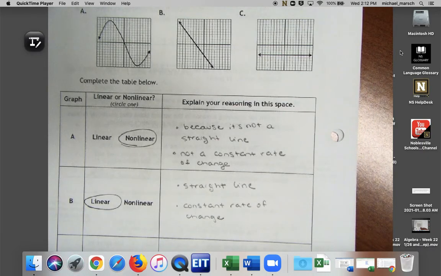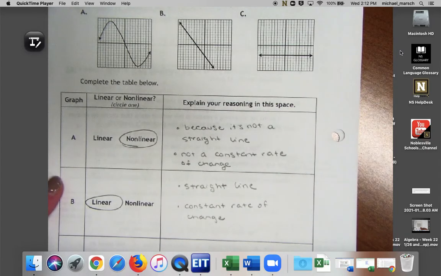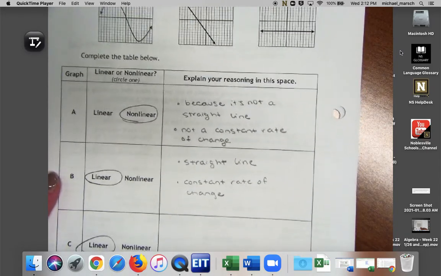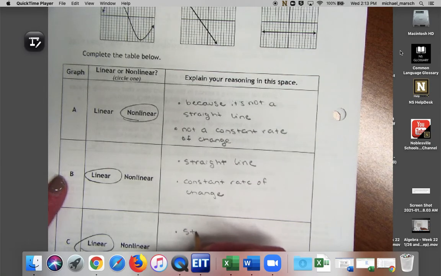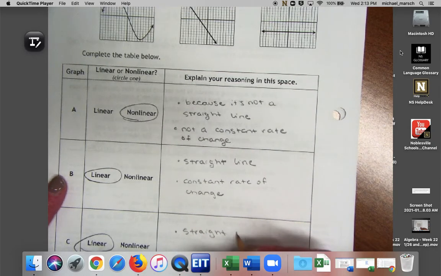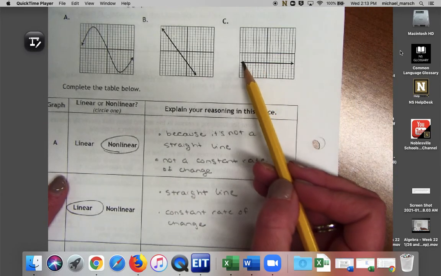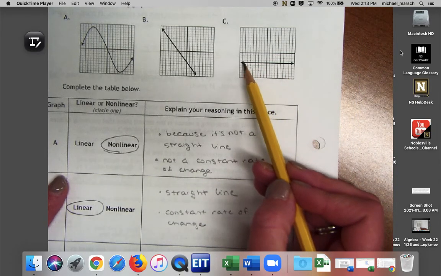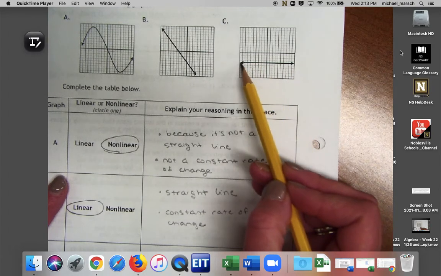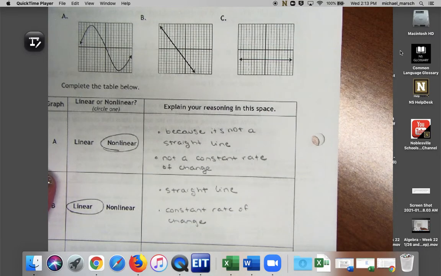Nonlinear. What? A horizontal line? It's linear. It's a straight line. Even though its rate of change is zero, it's still constant. Adding 0 is still the same for all of it. So it's still a constant. Change of 0 over 1 would be consistent. Okay.